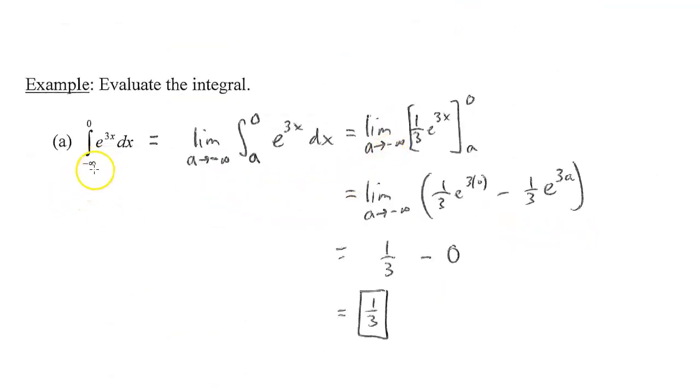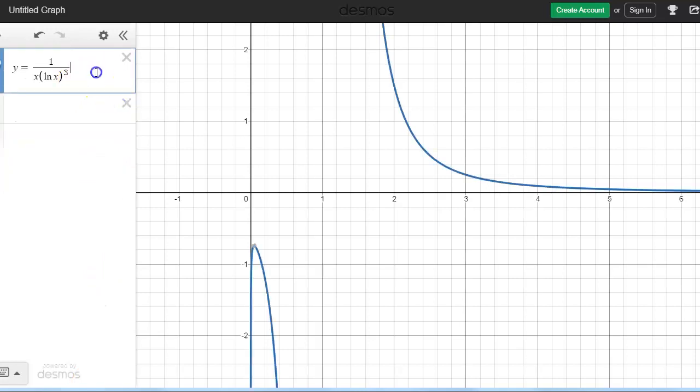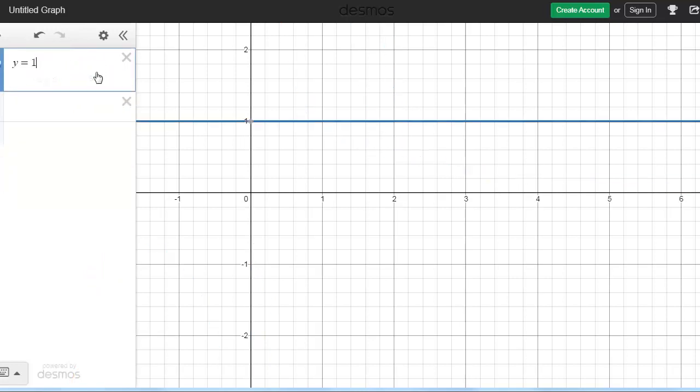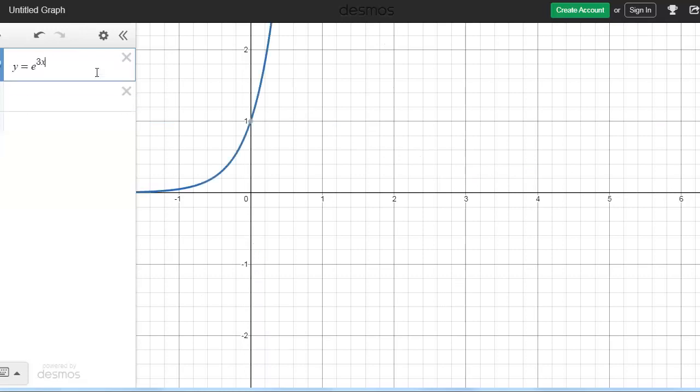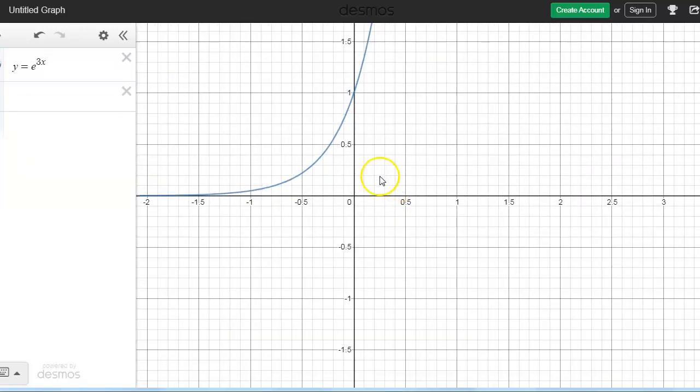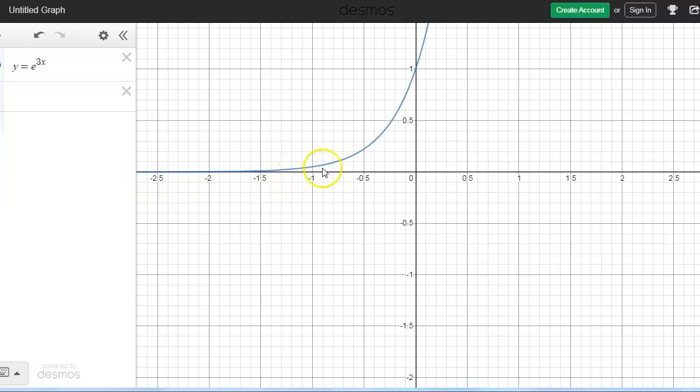So suppose we want to integrate from negative infinity to 0 of the function e to the 3x. Let me graph y equals e to the 3x. Notice this is what the integral looks like. Instead of integrating from negative infinity up to 0, let's integrate from a to 0, and then we'll let a approach negative infinity. It's kind of like integrating from negative 10 to 0, negative 100 to 0, negative 1,000,000 to 0. We're just integrating from a to 0, but letting a approach negative infinity.